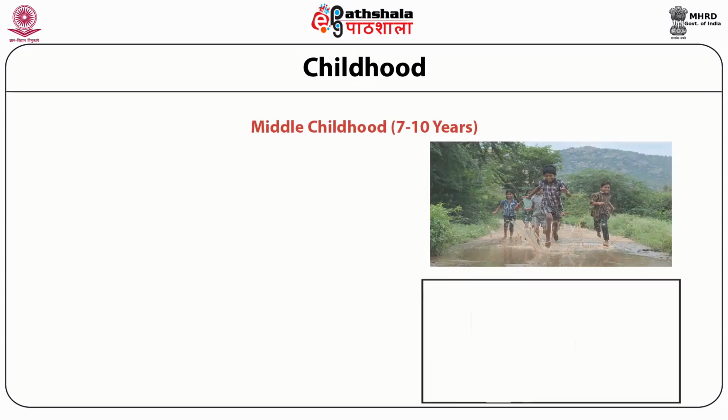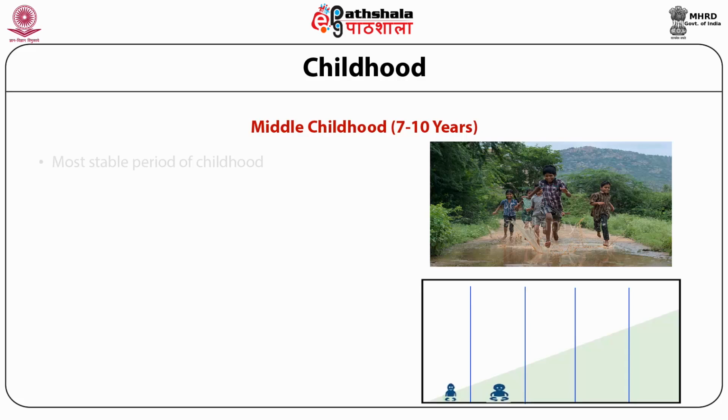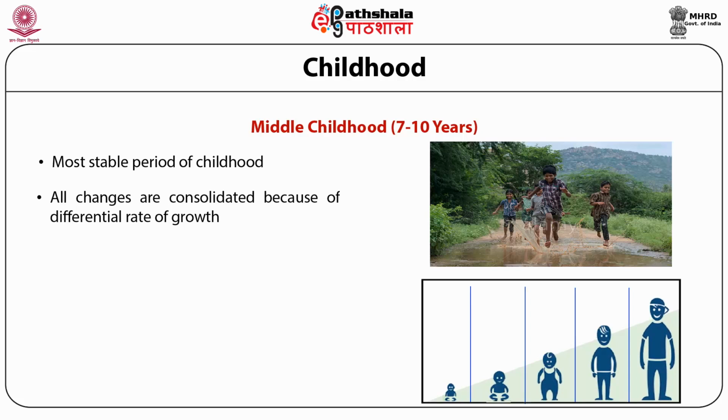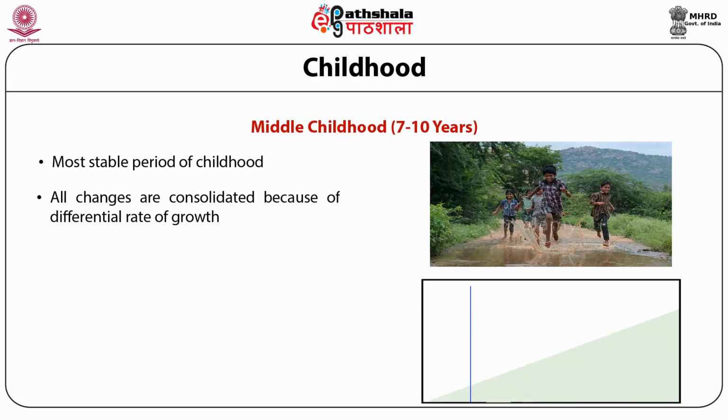We can see the middle childhood ranging from the age of 7 years to 10 years, as we have understood that this is the most stable period of childhood, because all the changes are consolidated and there is a differential rate of growth during middle childhood.